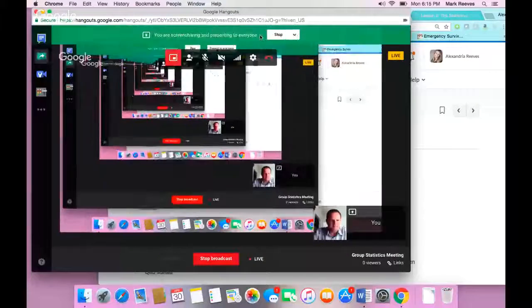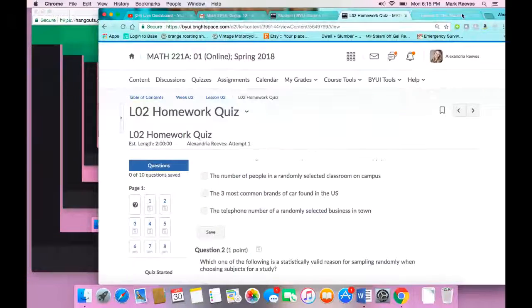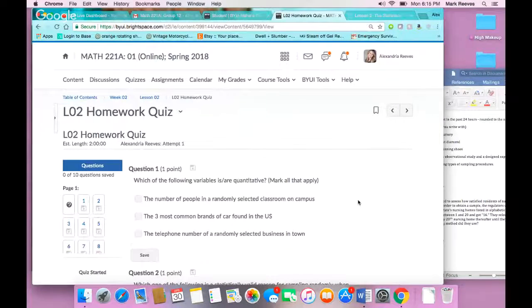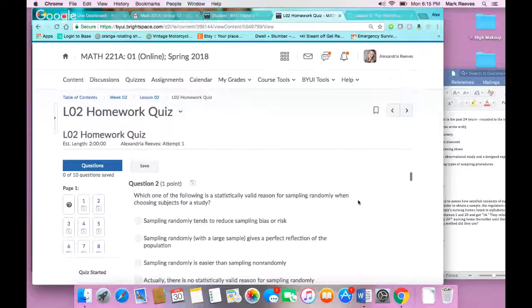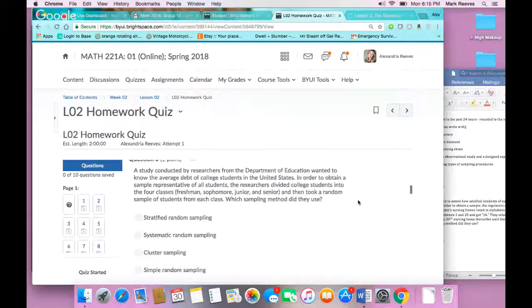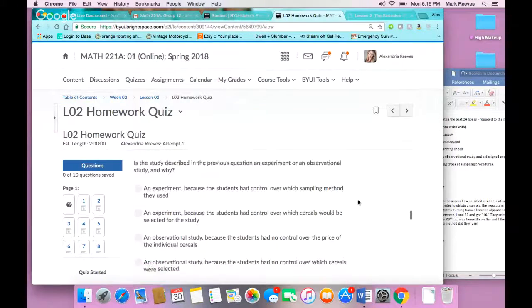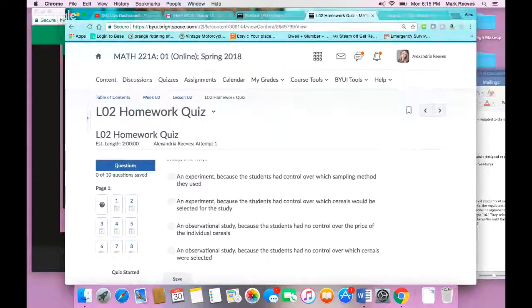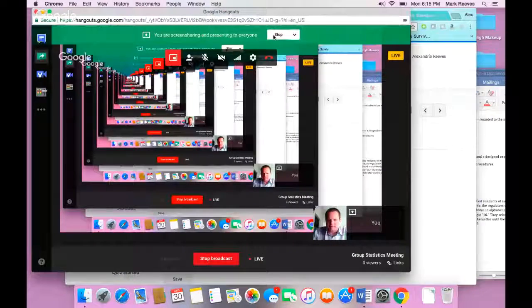Oh, okay. I'm going to share my screen with you really quick so you can see it. Okay, can you see my screen? Yeah. So this is the quiz. It's like, which of the following variables is/are quantitative? Which of the following is a statistically valid reason for randomly sampling? So it's a knowledge quiz. Yeah. It's a quiz to make sure that we know it. Okay. And we do have 2 chances at this. But it doesn't look like we have to turn in the homework document. No, I don't think so at all.